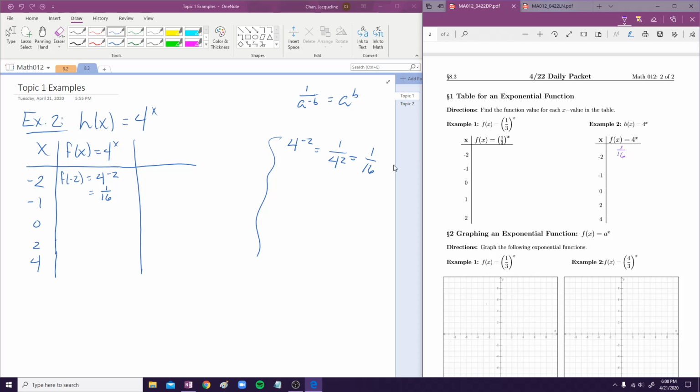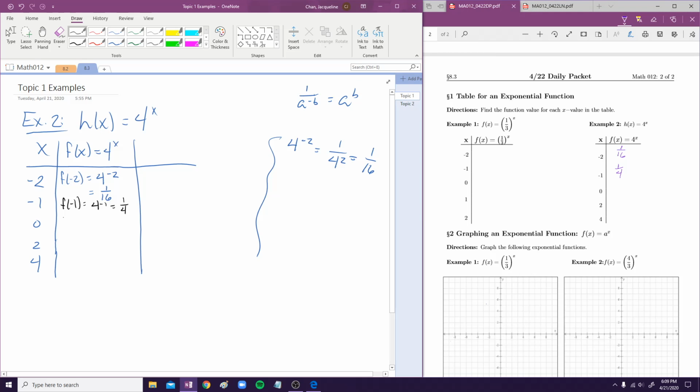And then for -1, same thing. If I have f of -1, what is that? That is 4 to the -1, so just bring it downstairs to get 1 over 4 to the 1. But 4 to the first power is just 4. So we get 1/4.